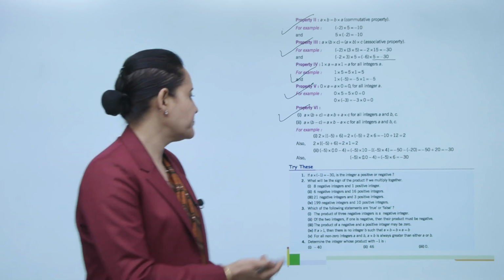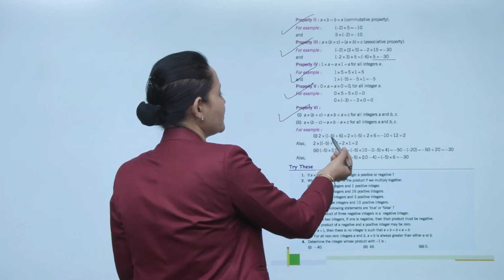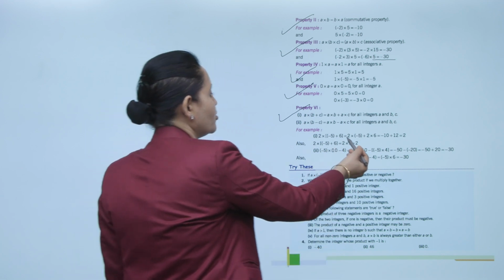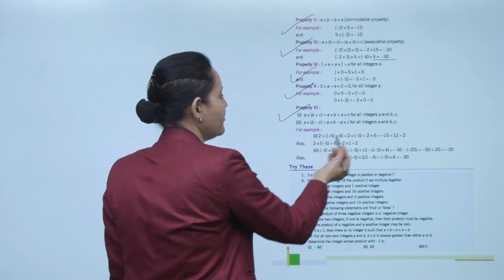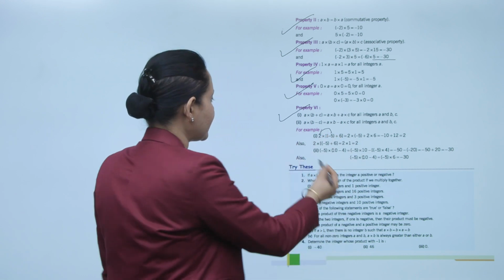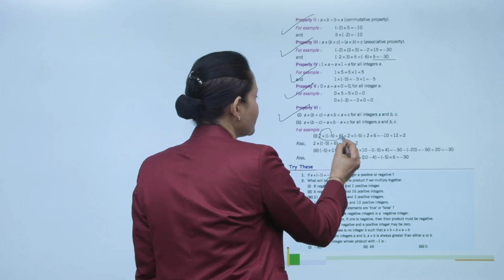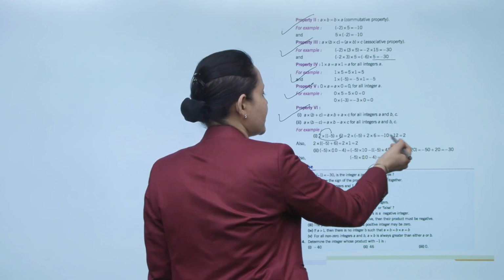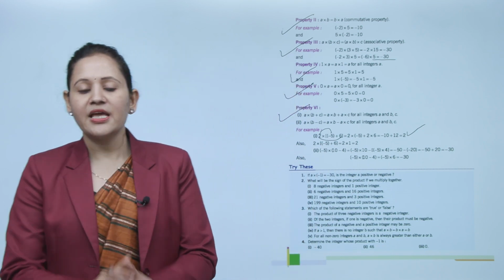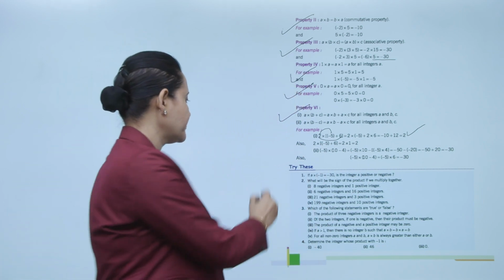For example, 2 into (-5 plus 6). So, 2 into -5, पहले इन दोनों को मल्टीप्लाई कर दें, कि प्लस का साइन है, then 2 into 6, so that is equal to -10 plus 12, that is equal to 2. Clear? Next, try these.